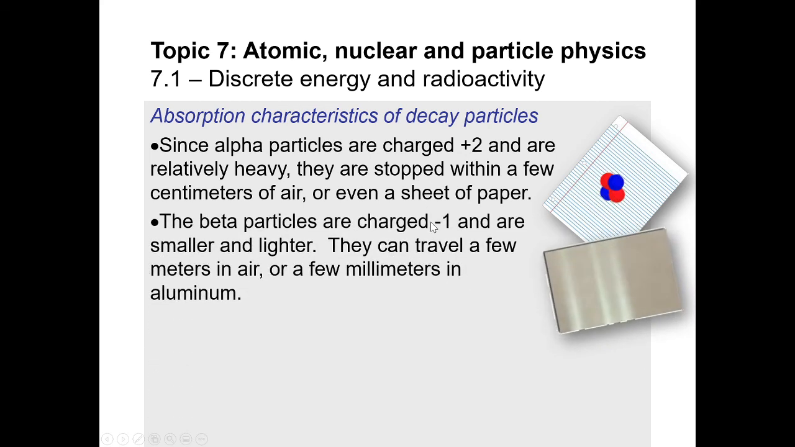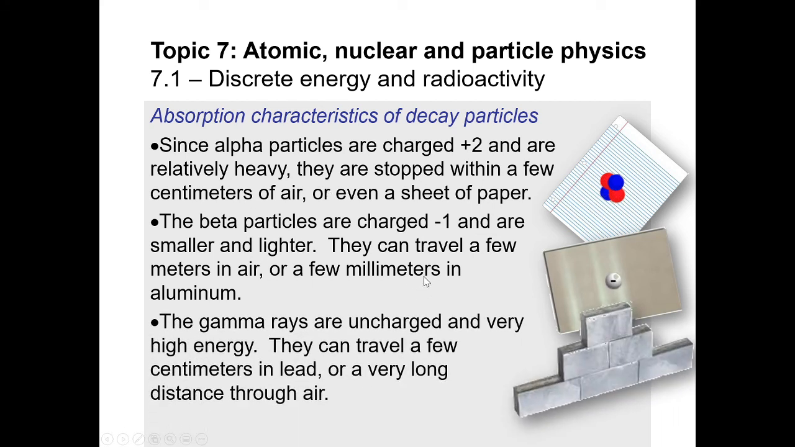Now, beta particles, the positrons and the electrons, these have a charge of -1. They're smaller, they're lighter, they can travel a bit further, up to a few meters. If you put a sheet of aluminum in front of them, they can even travel a few millimeters in the aluminum. The most dangerous of these particles is the photon, the gamma rays, because these are very, very high energy photons.